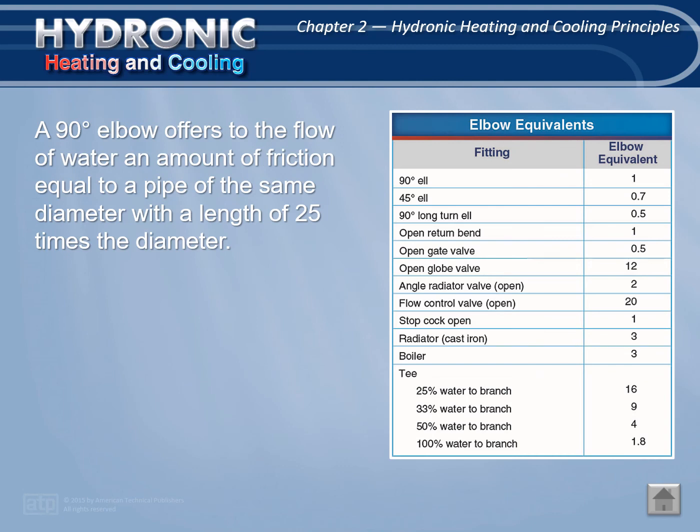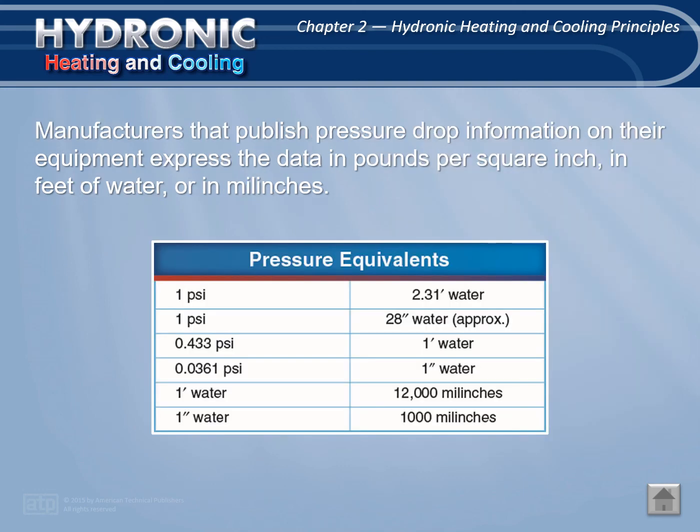Pressure drop in a pipeline is caused by the friction created between the inner walls of the pipe and fittings and the liquid flowing through them. Enough power must be available to overcome the effects of pressure drop before a system will operate. In a hydronic system, this power is provided by the pump or circulator. Manufacturers that publish pressure drop information on their equipment express the data in pounds per square inch, in feet of water, or in millinches.